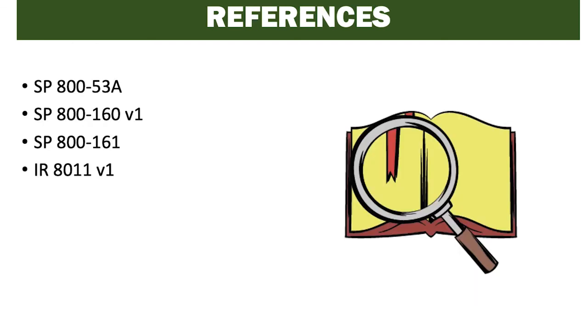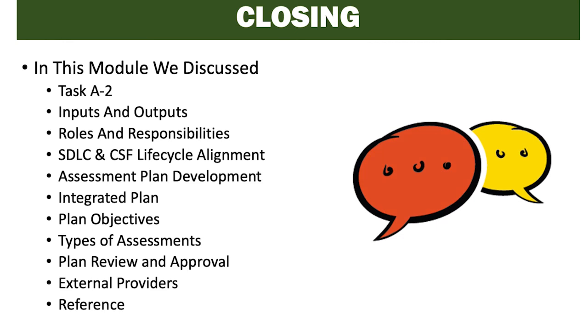So references for this task include Special Publications 800-53A, 800-160 Volume 1, 800-161, and IR 8011 Volume 1. In this module, we discuss Task A2, its inputs and outputs, roles and responsibility, SDLC and CSF lifecycle alignment, the assessment plan development, integrated plans, plan objectives, types of assessments, plan review and approval, external providers, and the reference section.